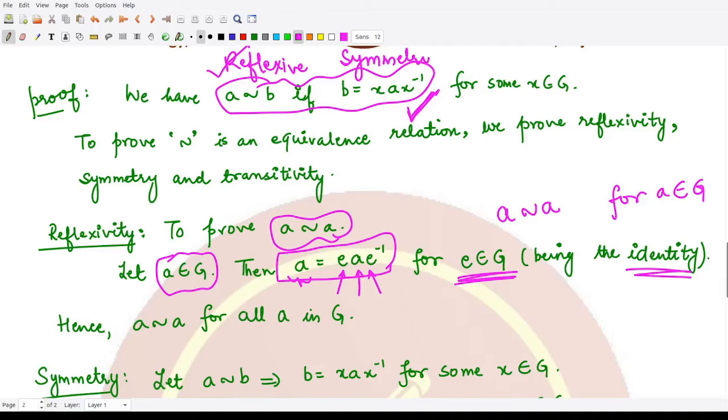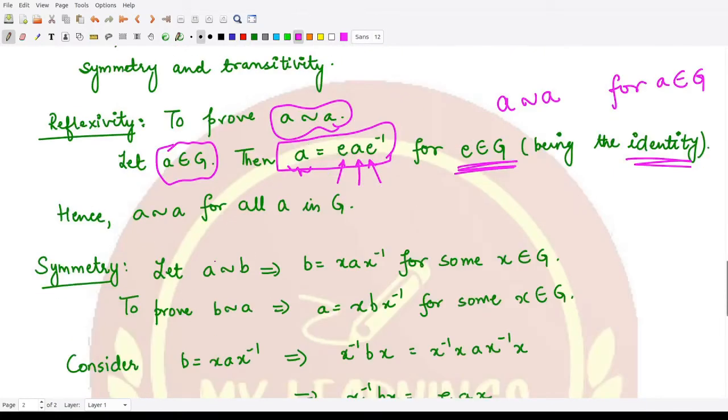Next we need to prove the symmetry property. For symmetry, we assume that A is related to B, and we need to prove that B is also related to A. So this is the converse part. Because we are assuming A is related to B, it implies that for some element x present in the group G, we may write B as x A x inverse. This is given to us. Now, in order to prove that B is related to A, we need to prove that A can be written as x B x inverse for some x present in G, which could be any member of G.